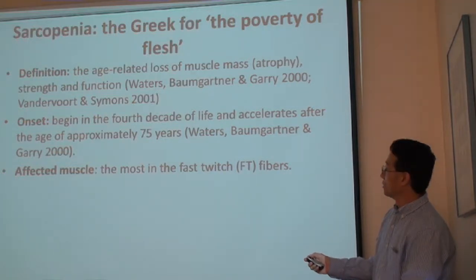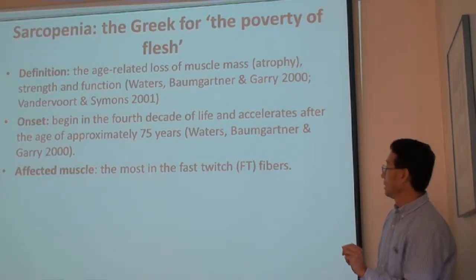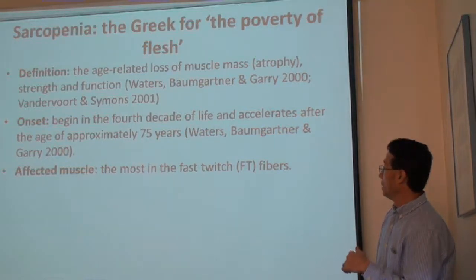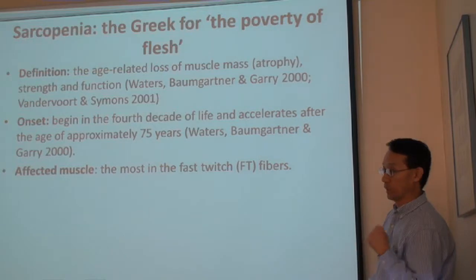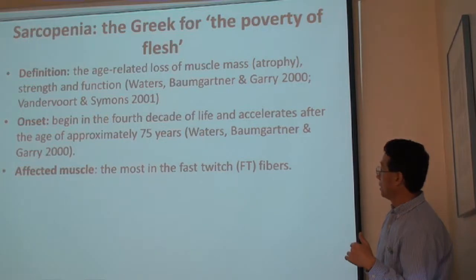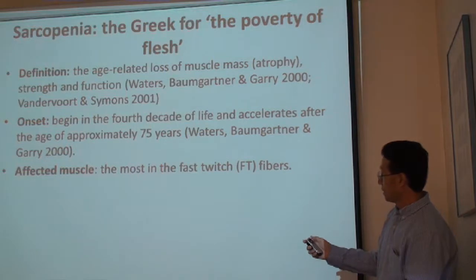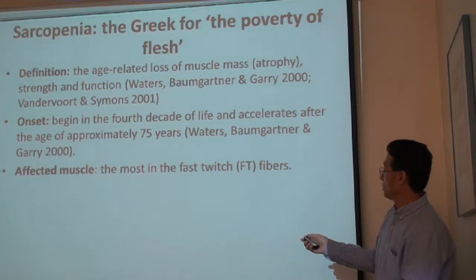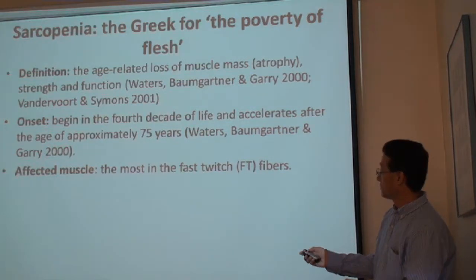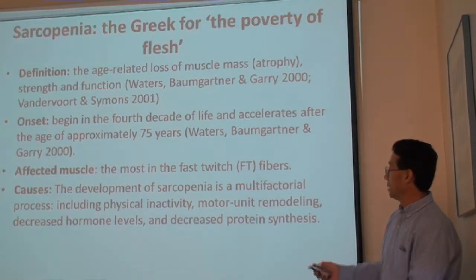As most of you probably already know, muscle is composed of two types of fibers, the fast twitch and the slow twitch fibers. The fast twitch fibers mainly use glycolysis to provide energy and react very fast; sprinters have a large portion of fast twitch. Slow twitch fibers mainly use mitochondrial oxidation to provide the ATP, the energy, which has a slow response, so that's called slow twitch fiber. Sarcopenia affects the fast twitch fibers much more than the slow twitch fibers.